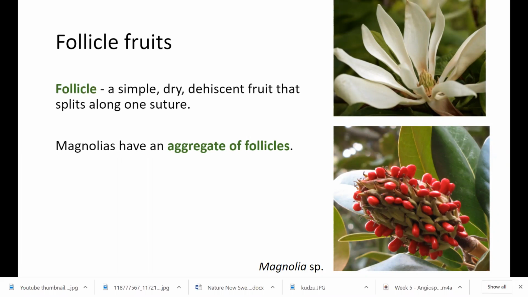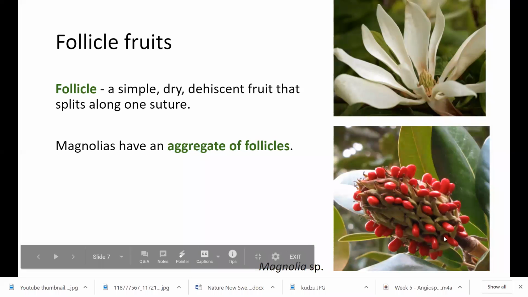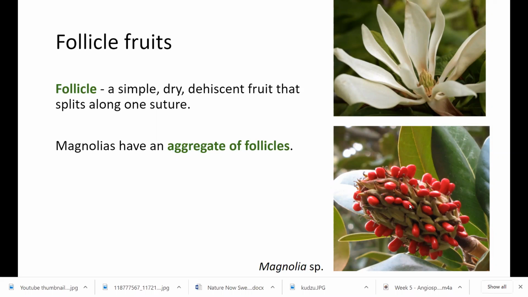Now in this case, magnolias have an aggregate of follicles. And so if you look carefully at the picture, remember aggregate means that it comes from a single flower with multiple carpels. And so you can see that flower at the top, and that central structure grows into this aggregate of follicles. Each one of those red seeds comes out of a single follicle. So it's an aggregate of follicles, multiple follicles that are there, and each of them splits open once to allow the seed to come out.